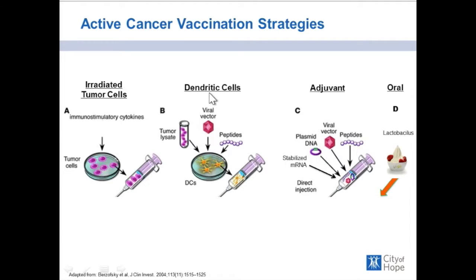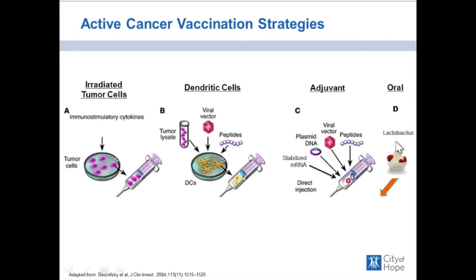Then another approach is to use dendritic cells. So dendritic cells are professional antigen-presenting cells. They take up antigens and they present them on the cell surface. And so you can put tumor lysates or a viral vector with tumor antigens or peptides that have a tumor antigen into these dendritic cells, and then they can stimulate an immune response. There are a variety of adjuvants that can be linked with tumor antigens, like BCG, that'll stimulate an immune response.